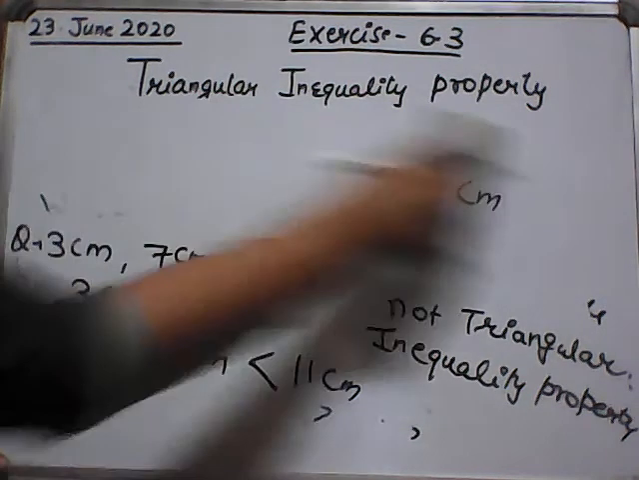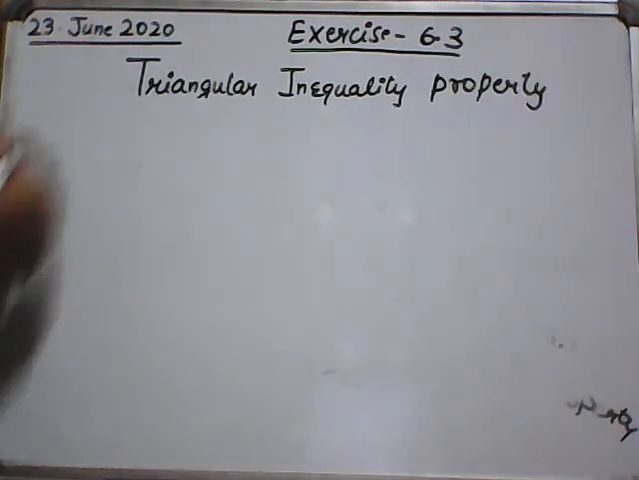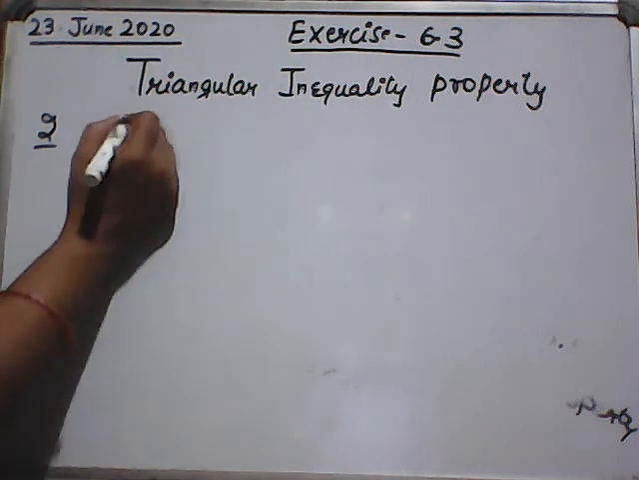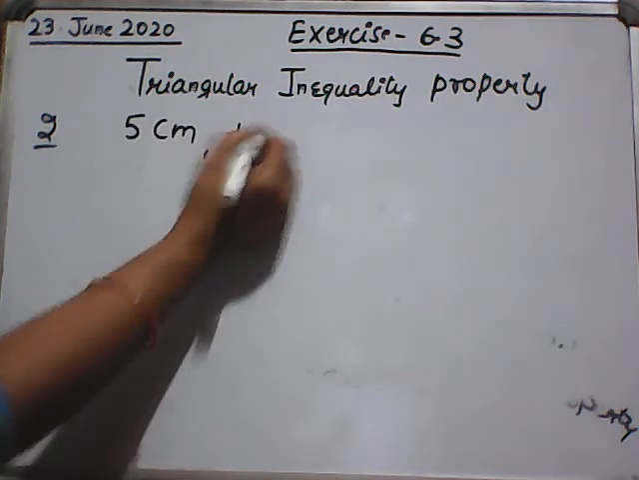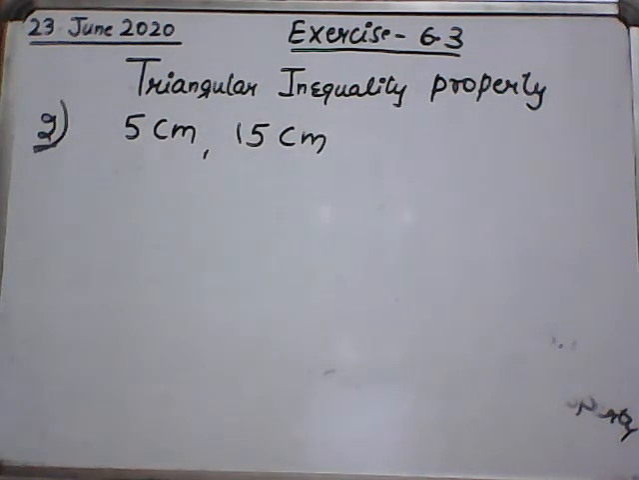Now, question number 2 is, the lengths of two sides of a triangle are 5 centimeter and 15 centimeter. Two sides of a triangle are given to you. Between what two measures should the length of the third side fall? You have to find out the range of the third side of a triangle.